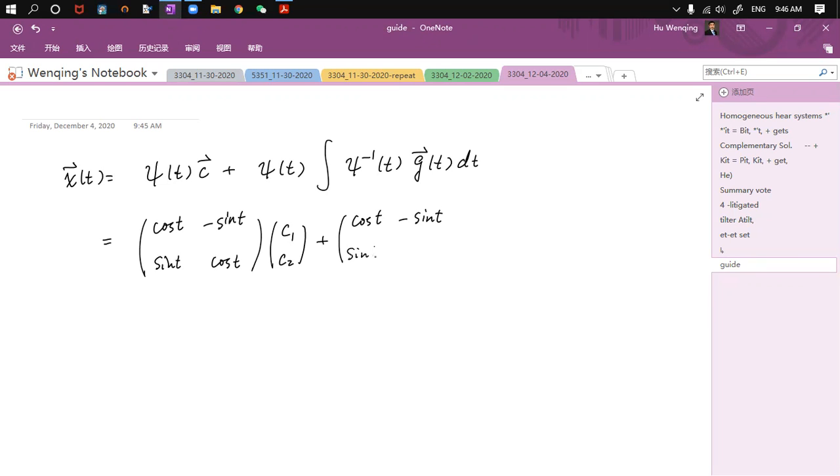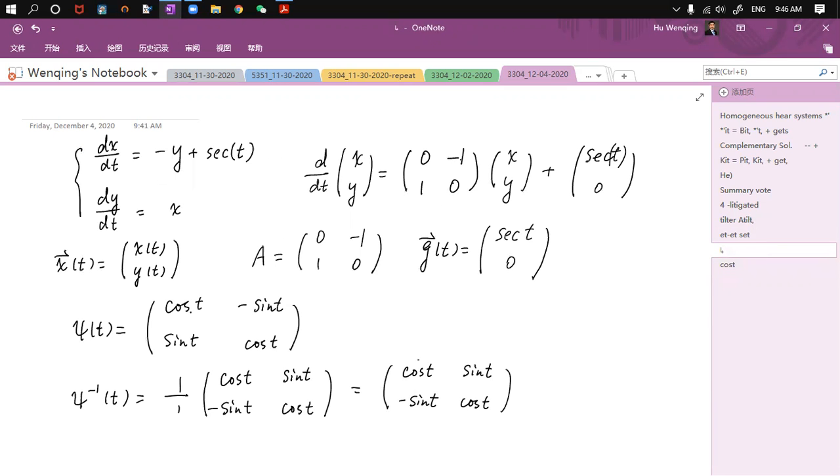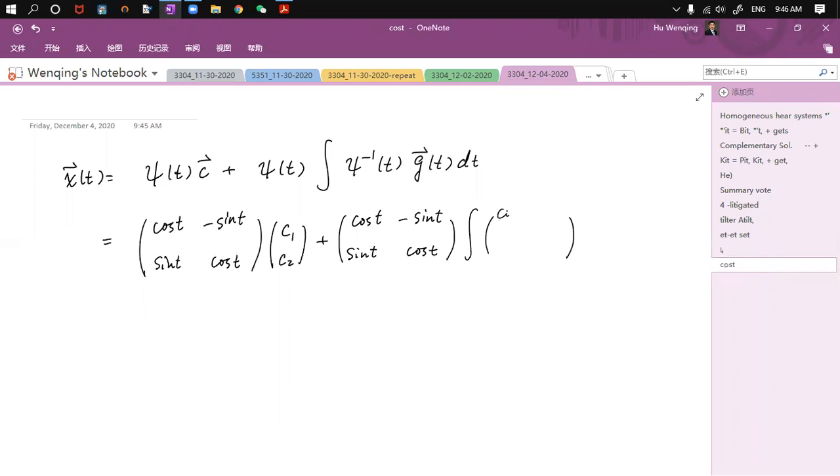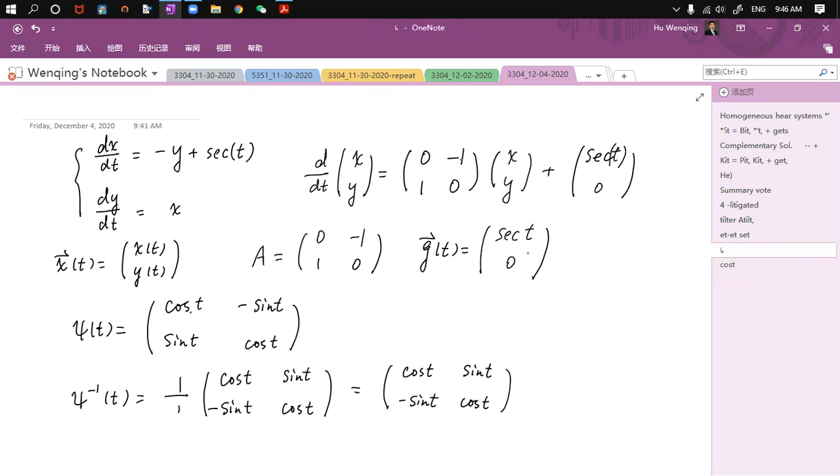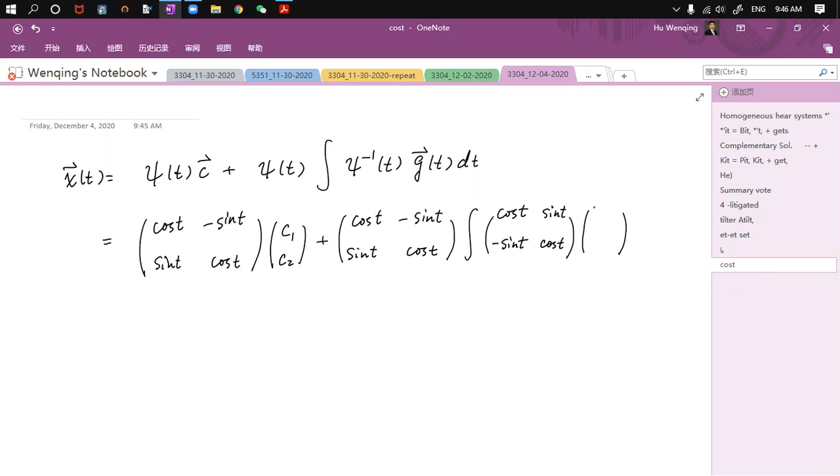plus the same matrix, cosine t, minus sine t, sine t, cosine t, and then the integral of Φ inverse. The Φ inverse is already calculated, that's why I suggest you calculate it before you proceed. So that's cosine t, sine t, minus sine t, cosine t, multiplied by g(t). The g(t) is secant t and 0. Remember, secant is 1 over cosine, and that's a 0, dt. So that's the equation. Okay, so that's the solution.